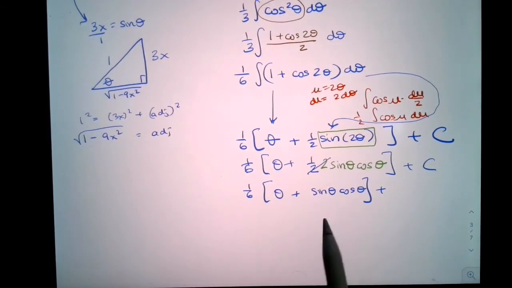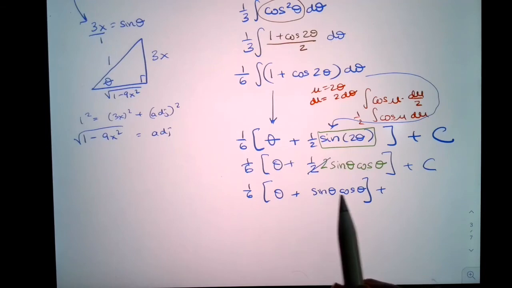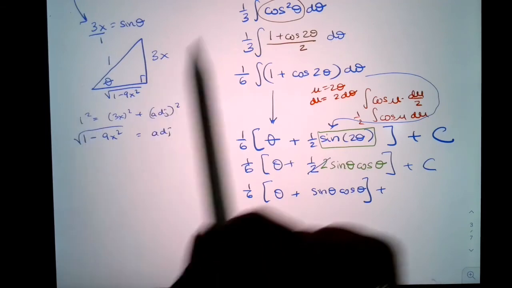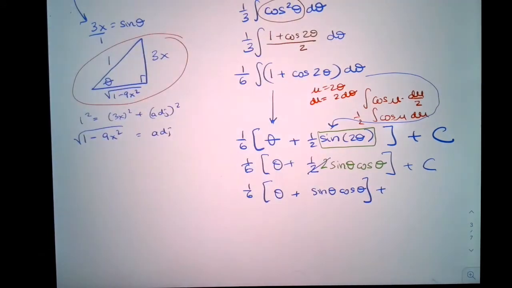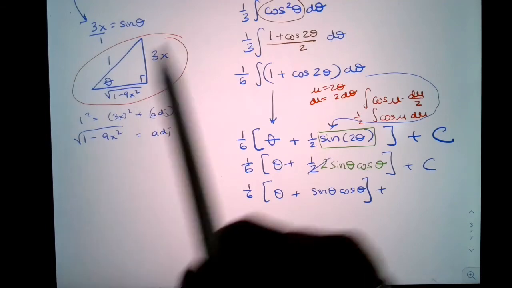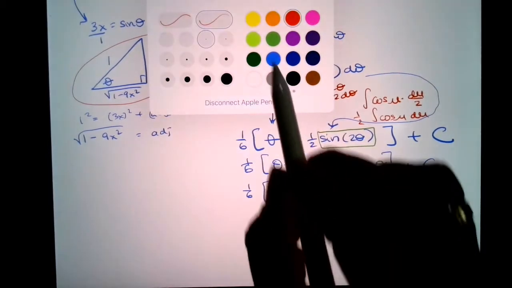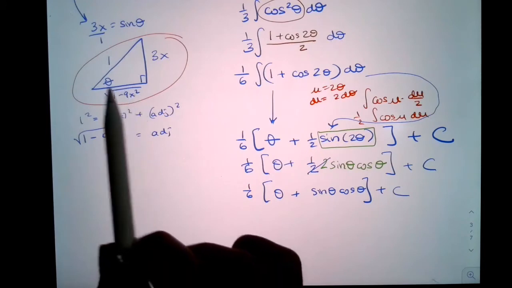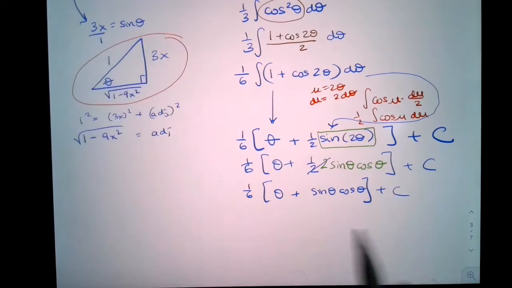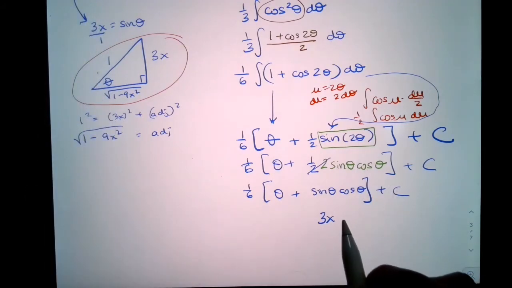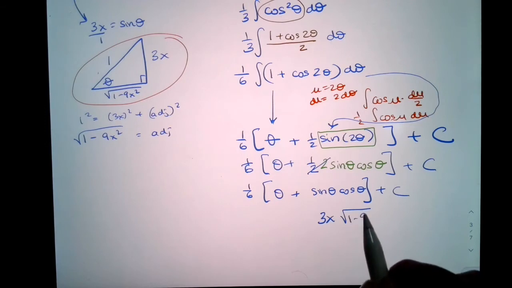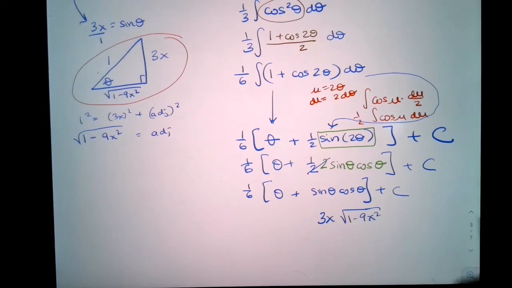Part of my answer is sine of theta times cosine of theta. This picture right here is going to be your vehicle to recreate sine of theta and cosine of theta in terms of x. So I will do that, okay? So the sine is 3x over 1. The cosine is adjacent over hypotenuse, so that would be the square root of 1 minus 9x squared over 1. I don't have to put that part.